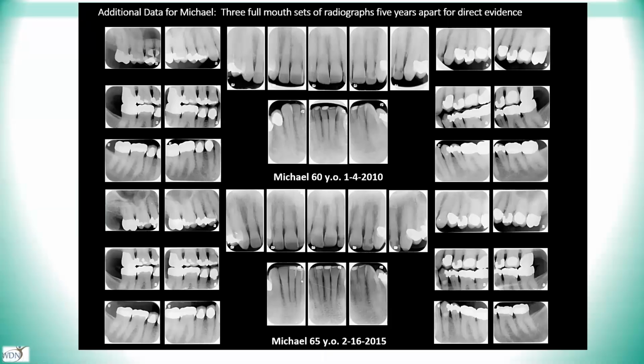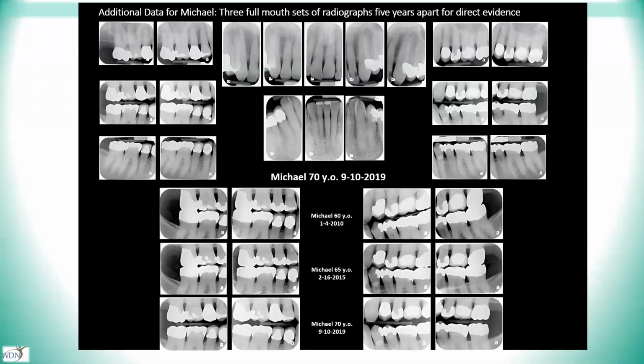Also, on this patient, I have 3 full mouth sets of radiographs that are 5 years apart. I've been treating this patient for 10 years. So we have the privilege of looking at 2010 radiographs, the 2015 radiographs, and one more set from 2019. Now, what I did is I lined the bite wings up from 2010, to 5 years later in 2015, to about 5 years later in 2019. And here's what I wanted to show.